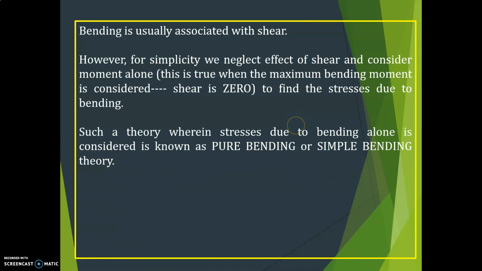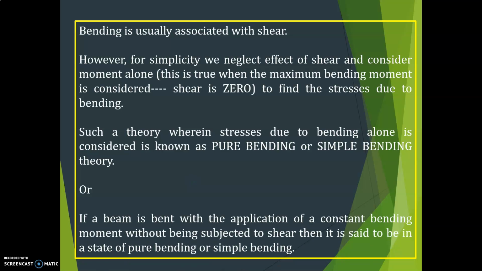Such a theory wherein stresses due to bending alone are considered is known as pure bending or simple bending theory. Here only the effect of bending is considered. Or it can also be defined as: if a beam is bent with the application of a constant bending moment without being subjected to shear, then it is said to be in a state of pure bending or simple bending. So in simple bending there is only the bending moment, the beam is not subjected to shear. Such a type of bending is called pure bending or simple bending.